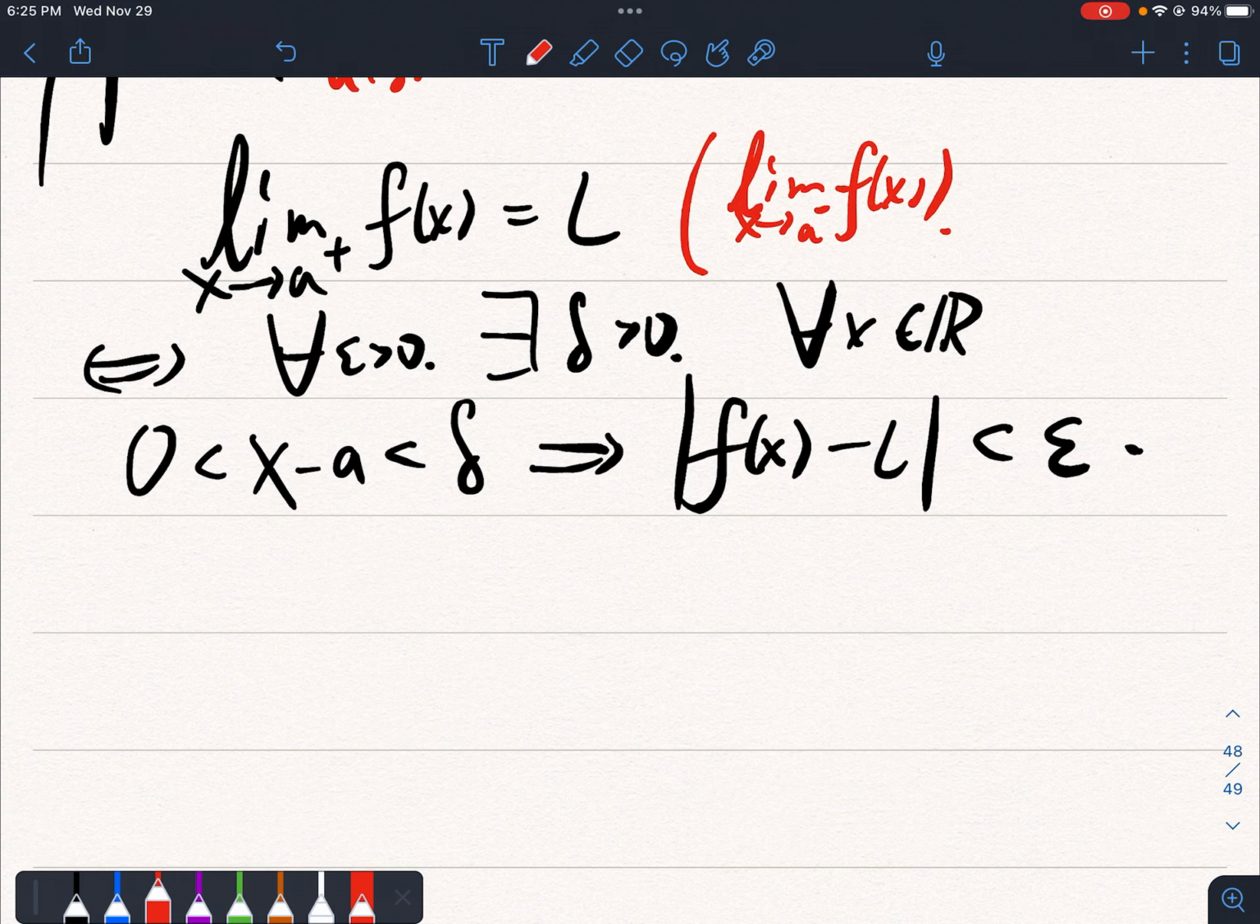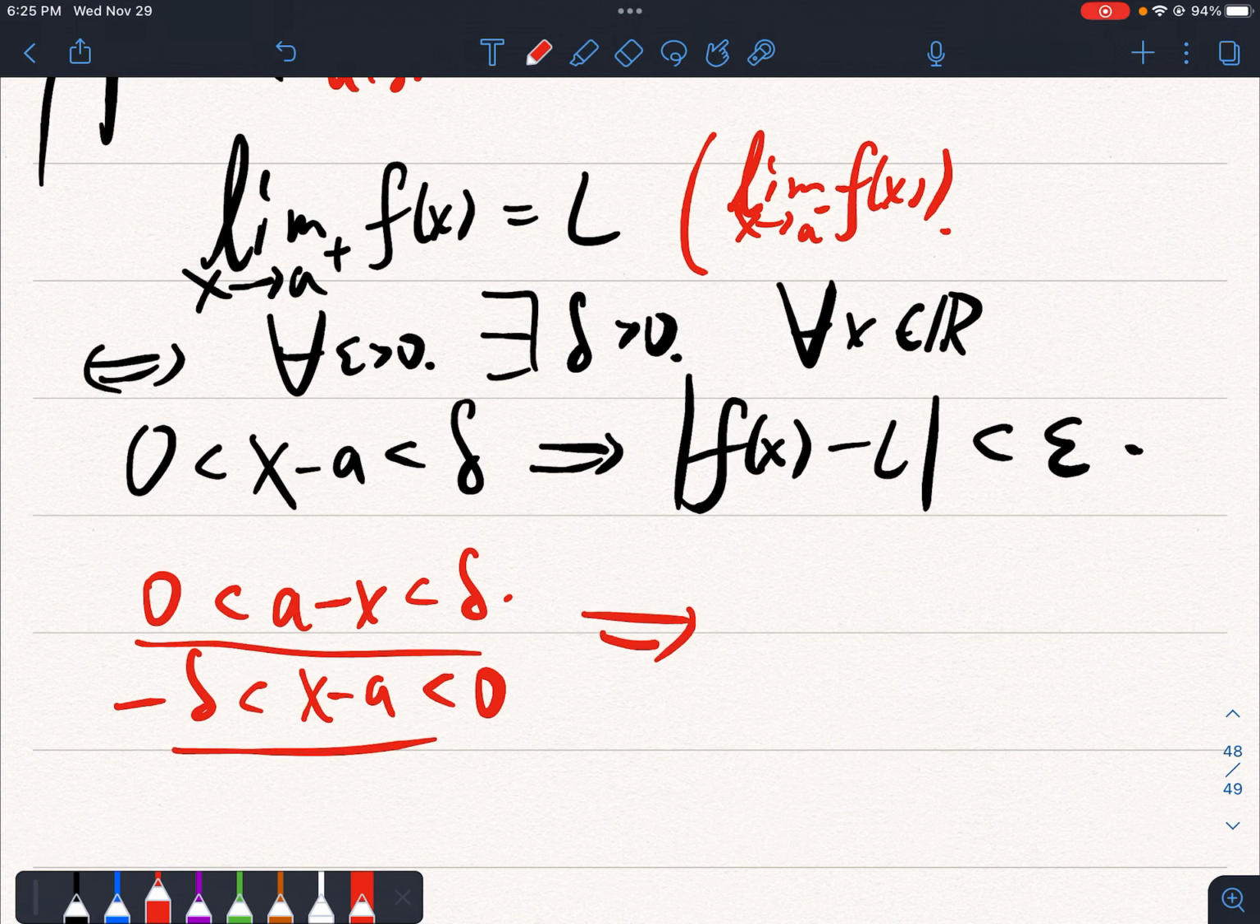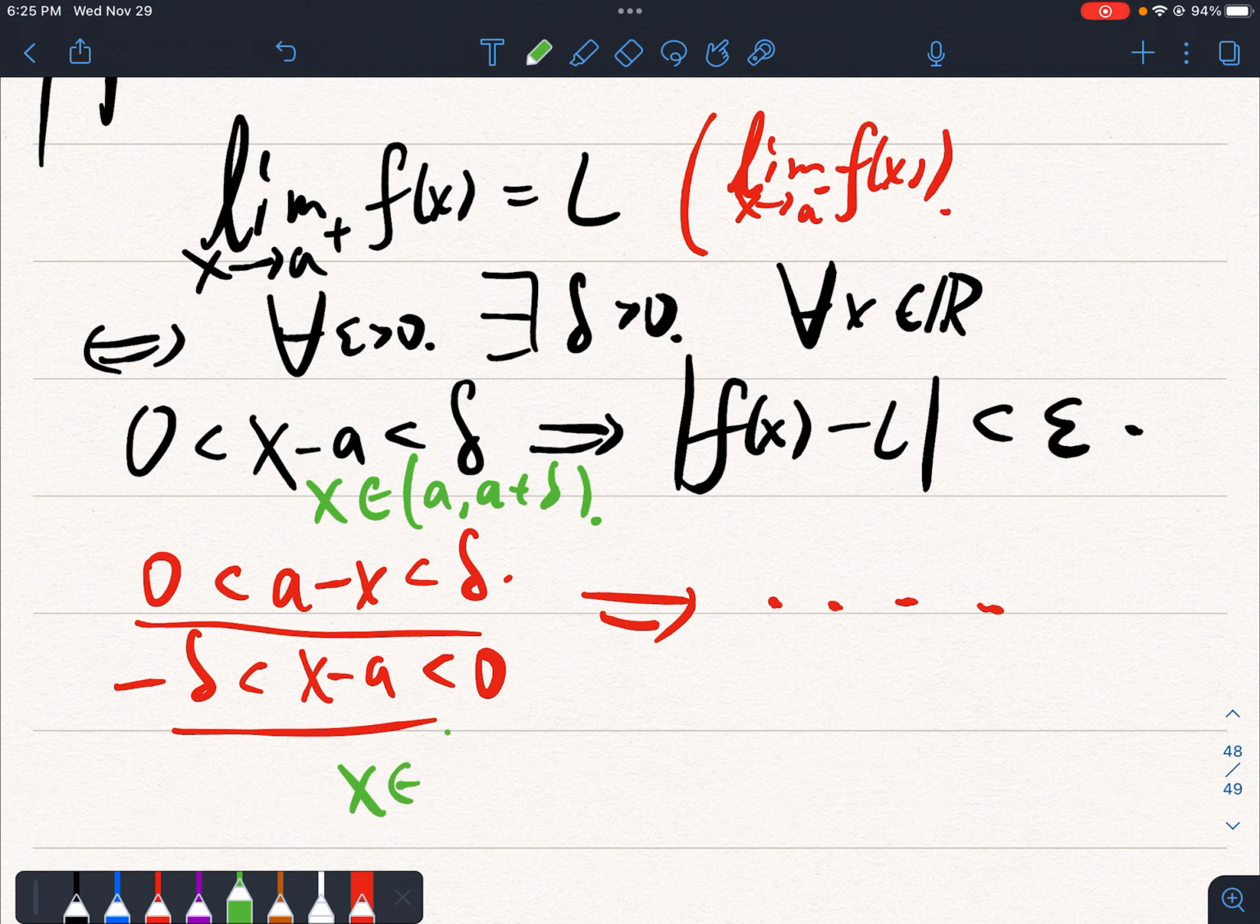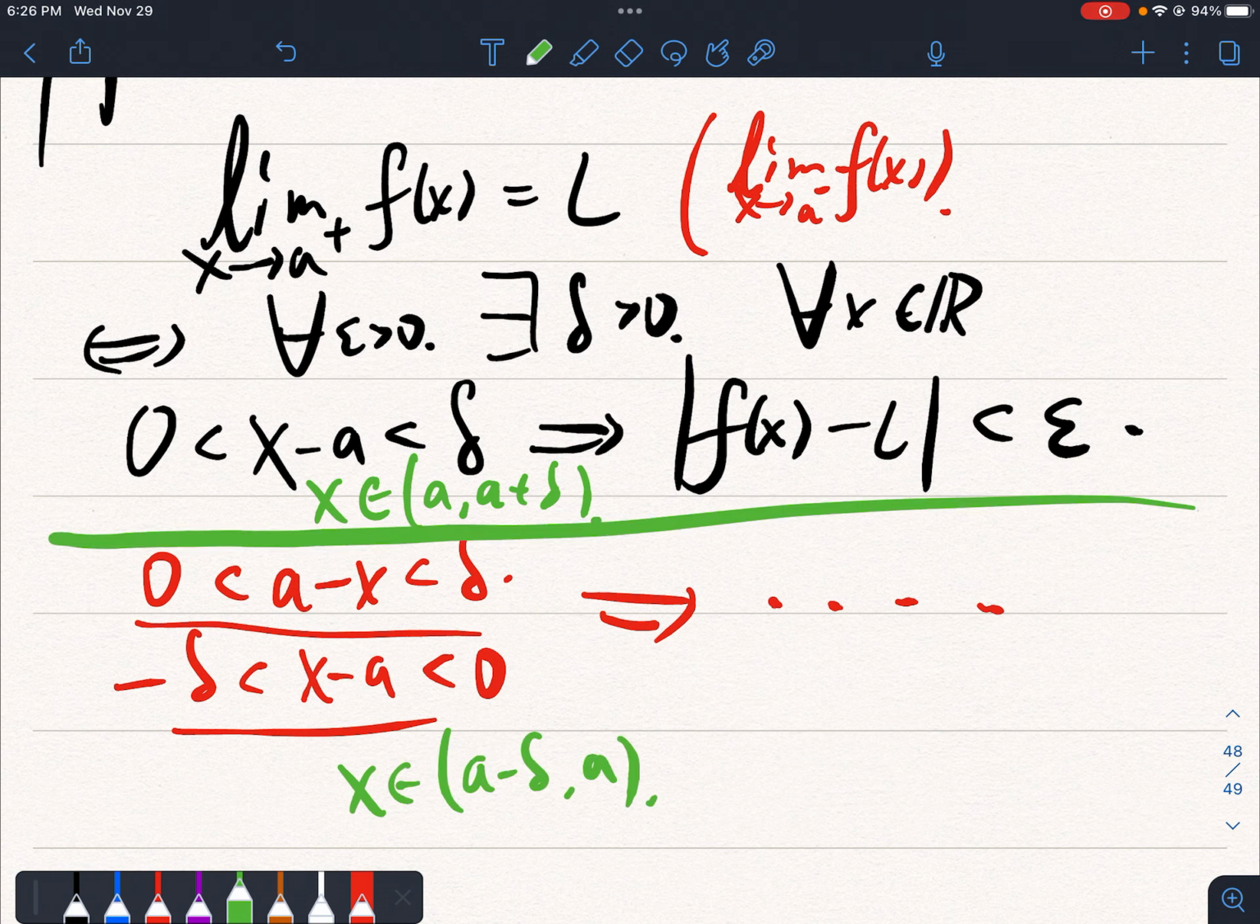And then if we change it into the left limit, then here we just change it into either a minus x is bigger than 0 and less than delta, or we just say x minus a is bigger than negative delta and less than 0. You can check that they're equivalent. Either one of them implies the same thing. And if you think it's too complicated, then you can probably just say in the right limit it's x in a to a plus delta, and in the left limit it's x in the left part, which is a minus delta to a. Okay?